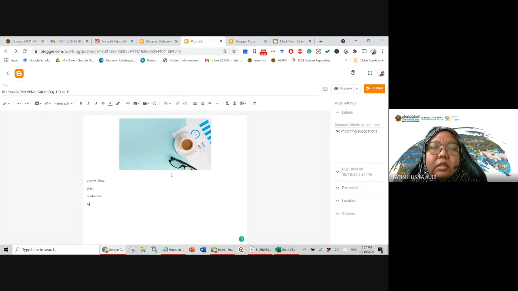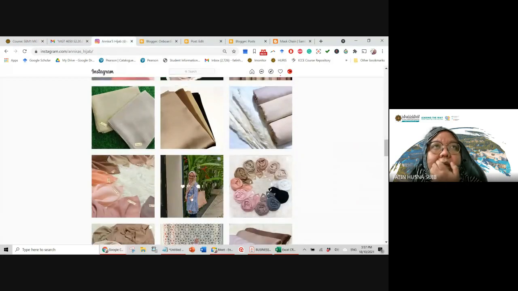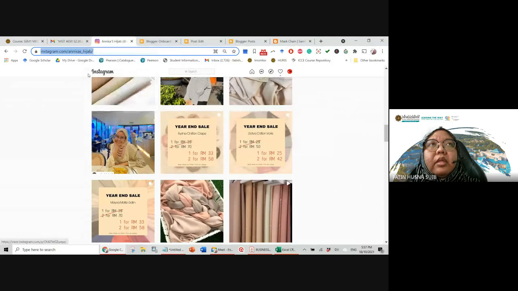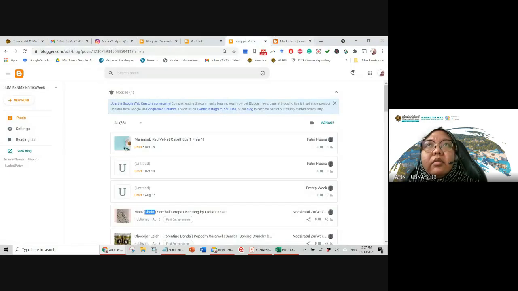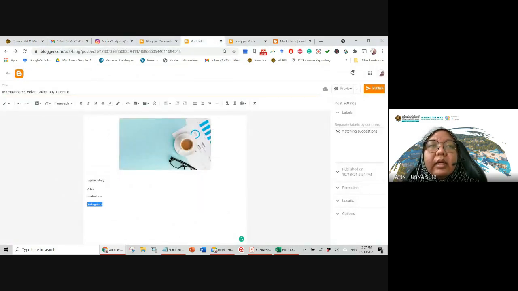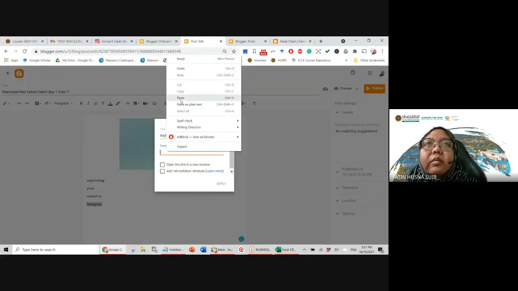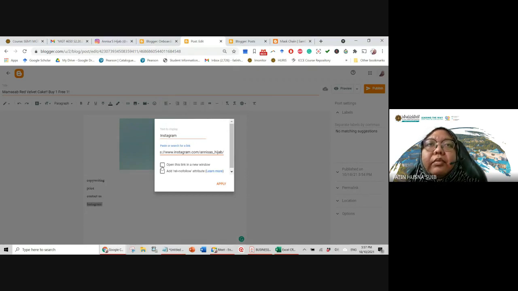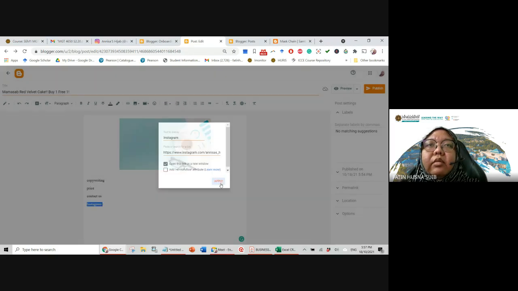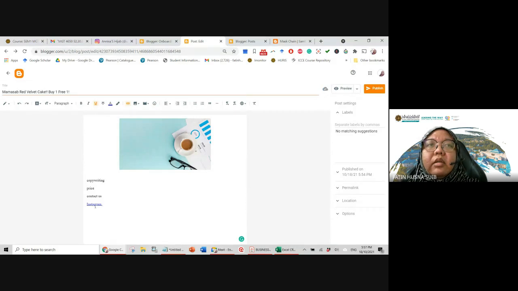For example, you want to do Instagram. You put Instagram there, and for example you want to link to your Instagram, you just copy the Instagram URL here. You just highlight the Instagram, and then you click here, insert or edit link. Highlight your Instagram first, then text to display, and then you click on paste. If you want someone to open this link in a new window, I will click this one, open this link in a new window, and then you apply. So when someone clicks on that, they will go to your Instagram. If you want to put your WhatsApp, put WhatsApp me, then wa.me.